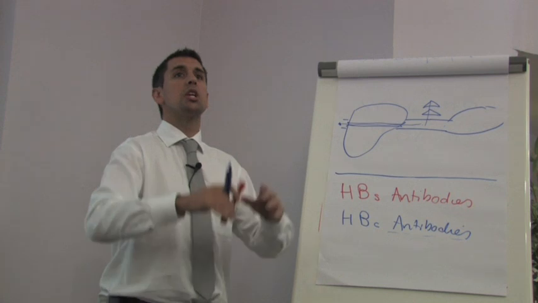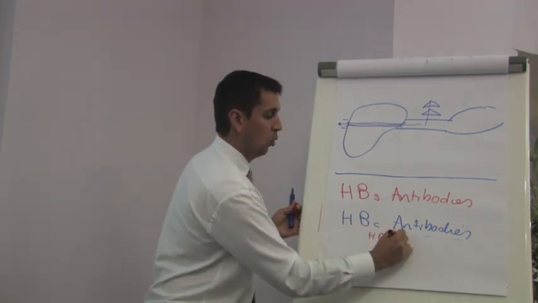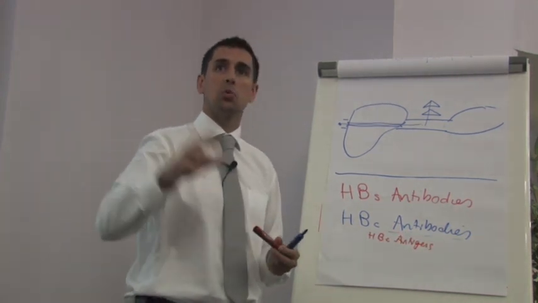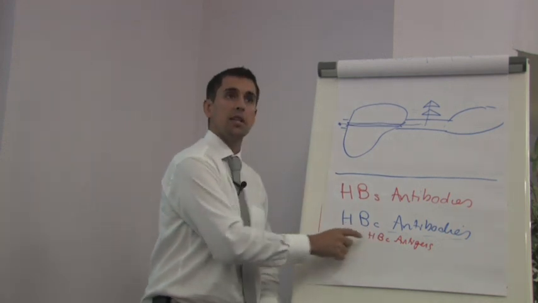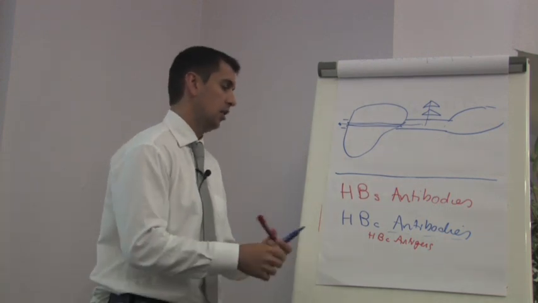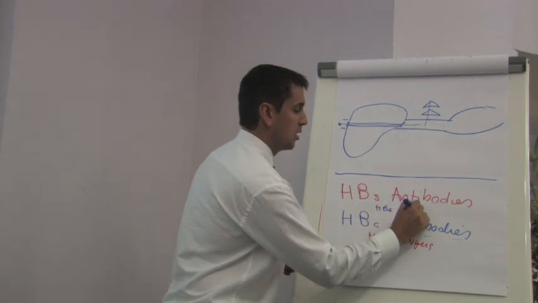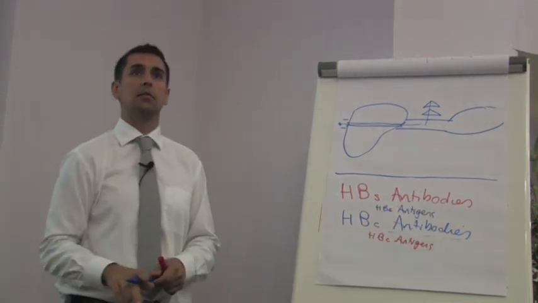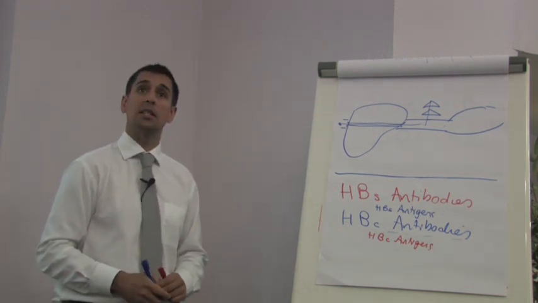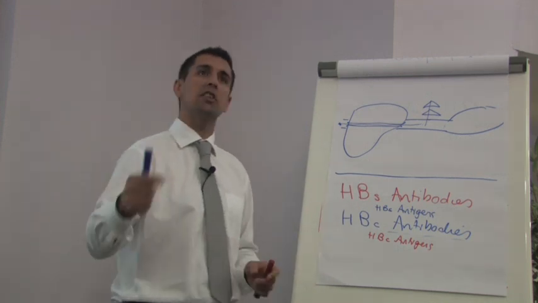There is no such test that allows you to look for hepatitis B core antigens. There's no blood test that allows you to do that, but that's within the liver itself. So you can't look for hepatitis B core antigens in blood tests. You can only find hepatitis B core antibodies in your blood test. You can see hepatitis B surface antigens. Antigens means the baddie. So if I did a blood test today and I said I've got hepatitis B surface antigens in my bloodstream, what does that mean? I'm infected right now.